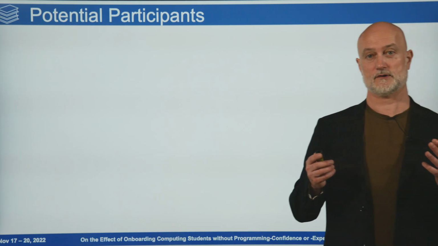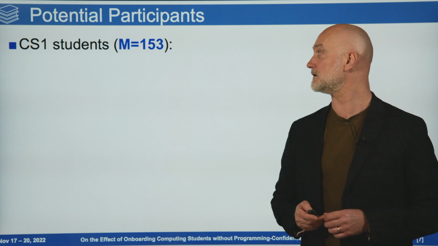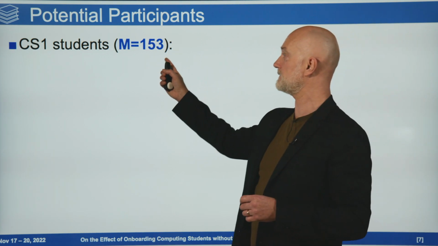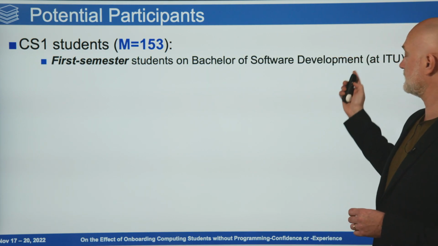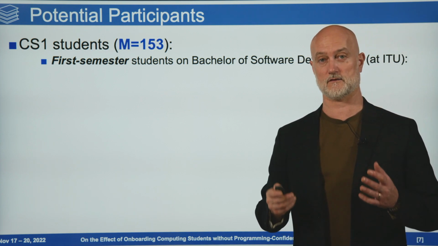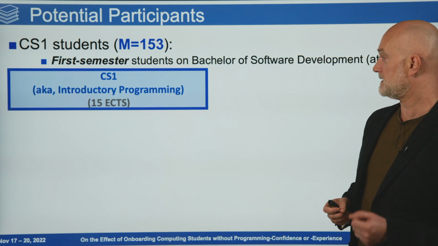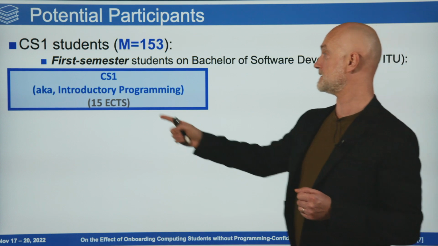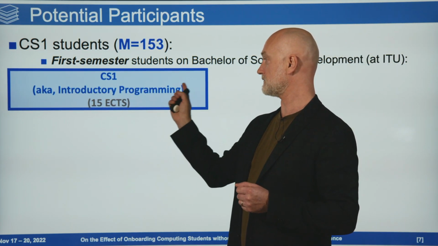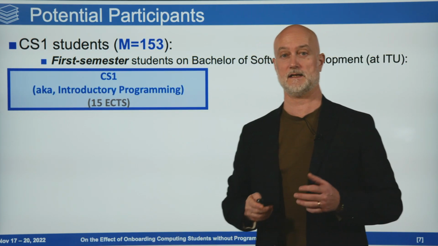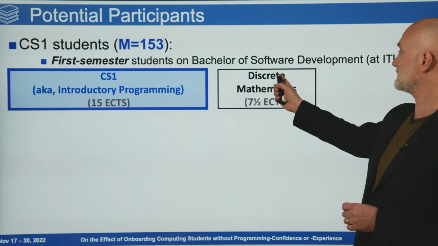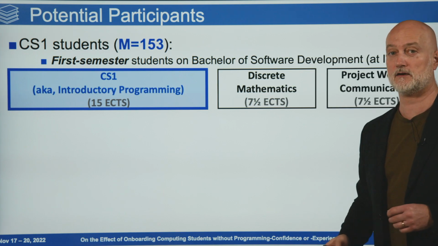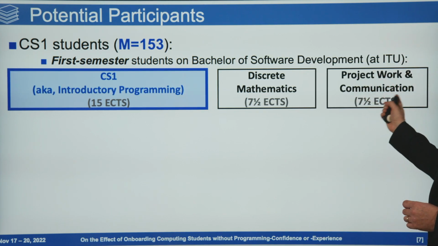So the potential participants for this experiment were a cohort of 153 introductory programming students, and these were first semester students on their Bachelor of Software Development at the IT University of Copenhagen. In their first semester, they have CS1, aka Introductory Programming, which is a 15 ECTS course, and simultaneously with this course they will have a discrete math course and a course entitled Project Work and Communication.